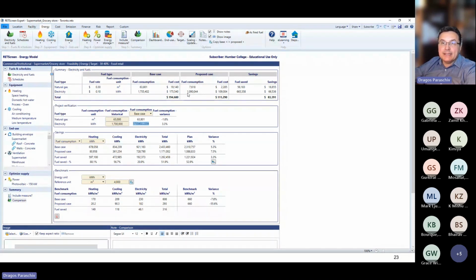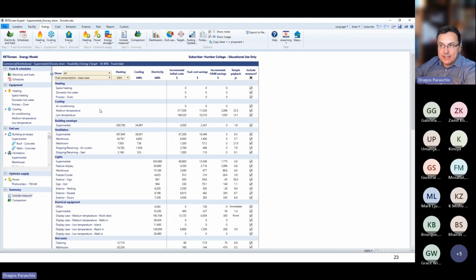Now, how do we get to these numbers? Well, in the energy model, we have the end uses that are presented for this particular building: envelope, ventilation, lights, and so on. And we see that by modeling the proposed case to be different than the base case, we can identify opportunities for saving.